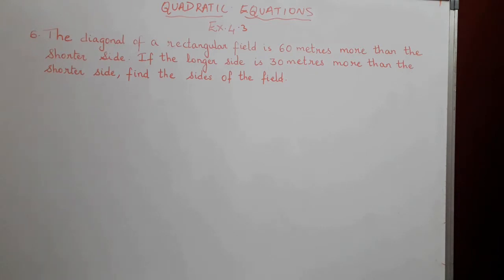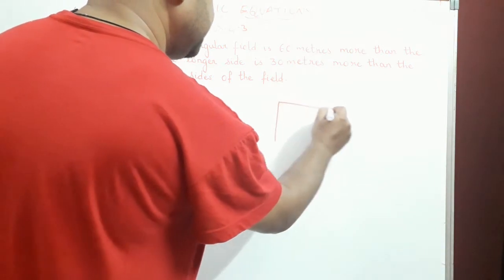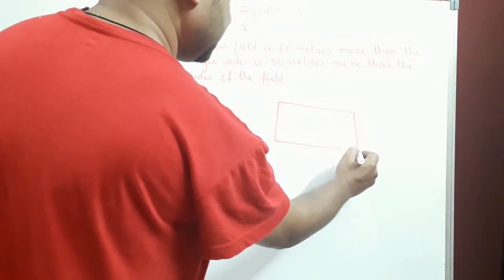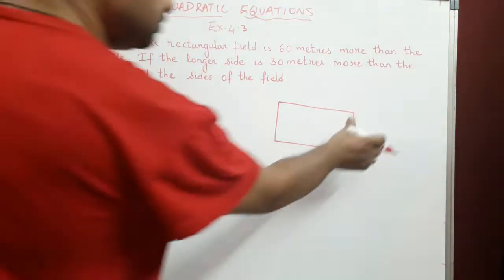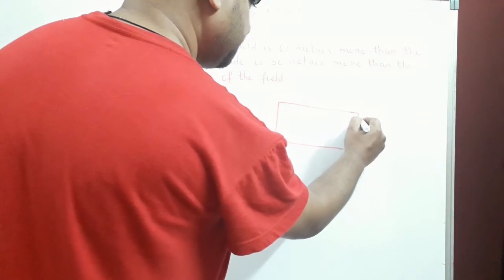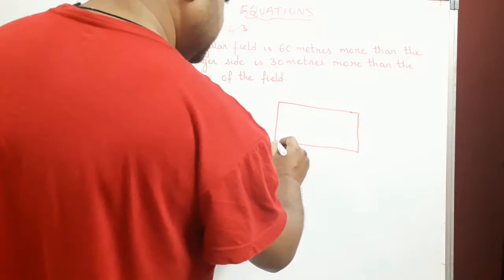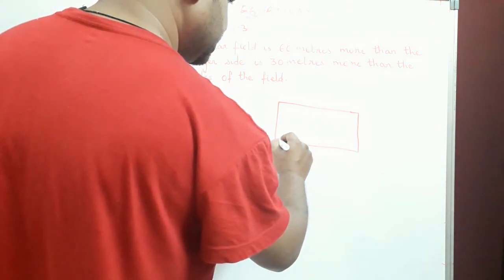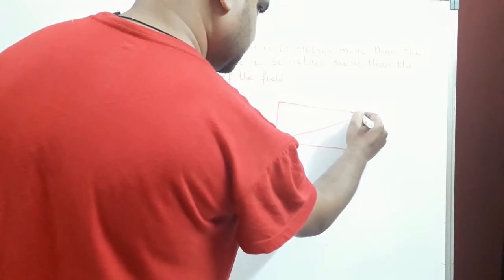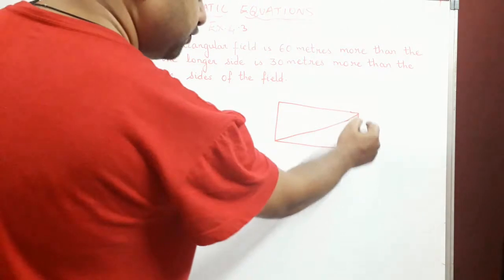It says it is a rectangular field, so we'll draw a rectangle first. And we need to know the properties of a rectangle. The property that will come into use is the fact that all angles of a rectangle are 90 degrees. And if you draw a diagonal from one vertex to another like this, we see that it actually forms a triangle.